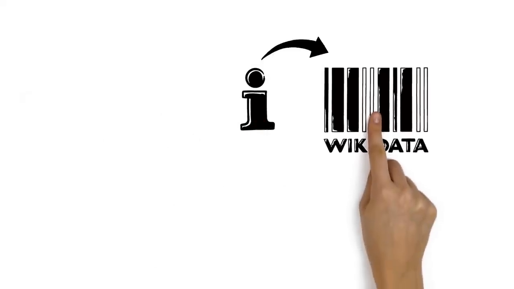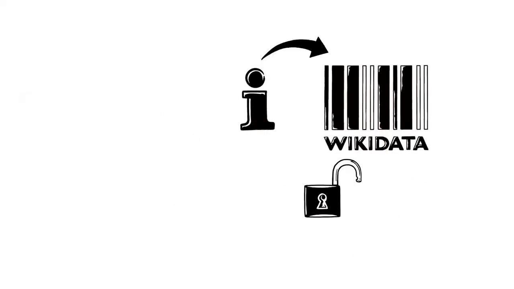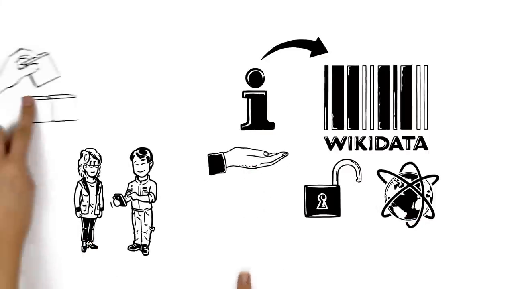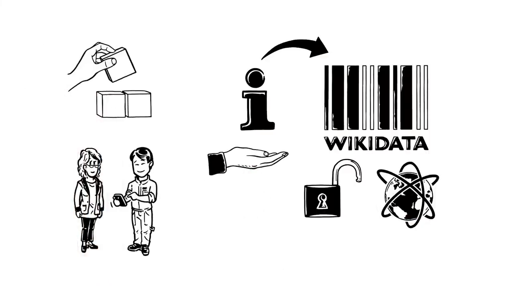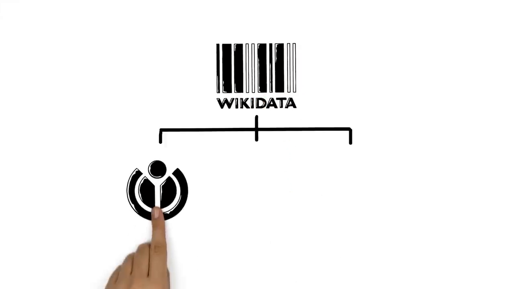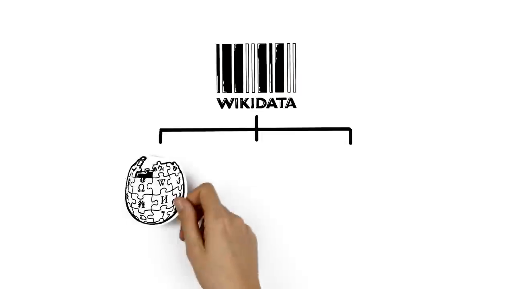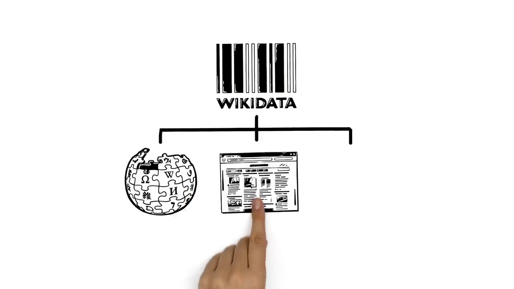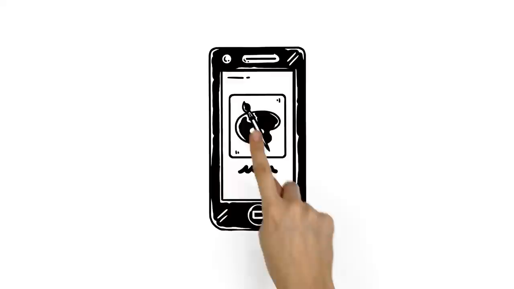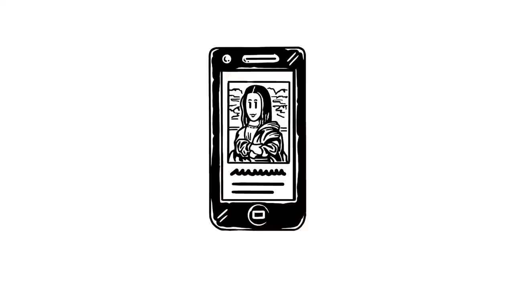Data shared in Wikidata becomes free knowledge, released into the public domain. Others can query Wikidata and build upon it. Wikidata is used by the Wikimedia projects, such as Wikipedia, and also by many other websites and applications. Like a mobile app that can give information on pieces of art around the user.